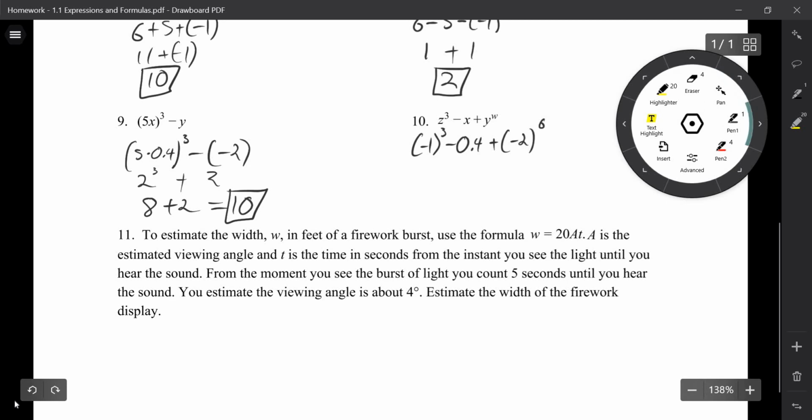So negative 1 to the third, we'll deal with this exponent first. That's negative 1 times negative 1 times negative 1. We know that two negatives are going to give us a positive, so that's 1 times negative 1. So that's just going to give us negative 1. So we've got negative 1 here, minus 0.4, nothing to deal with that yet, plus negative 2 to the 6.